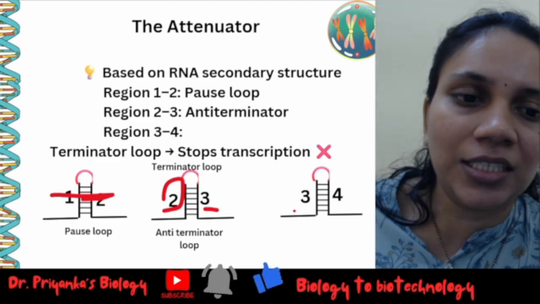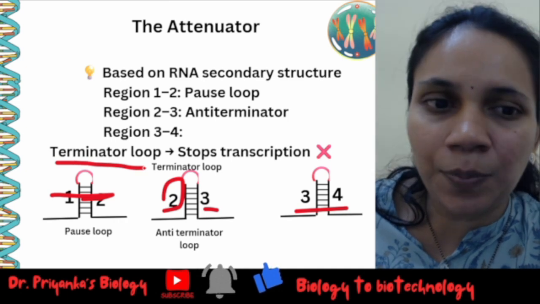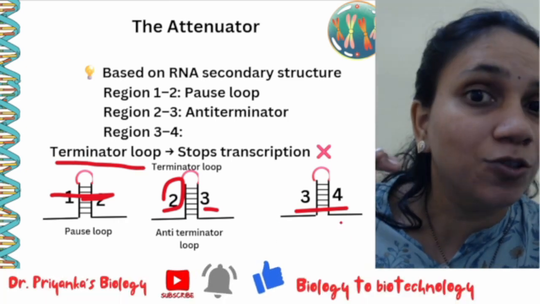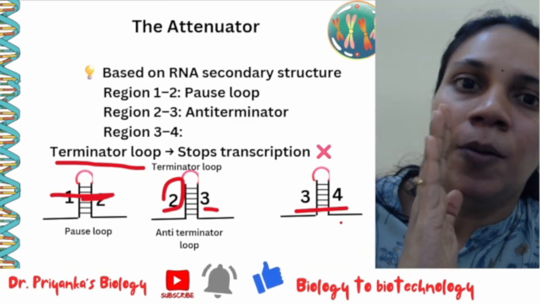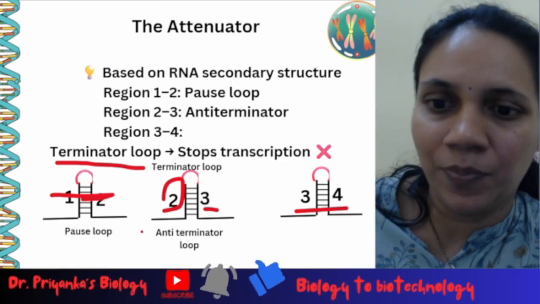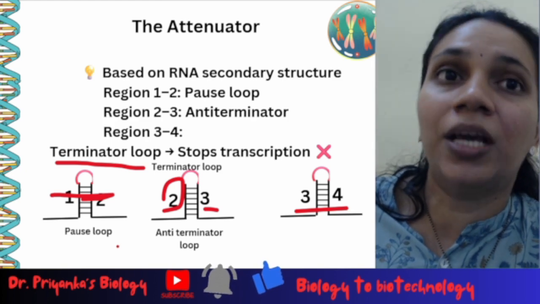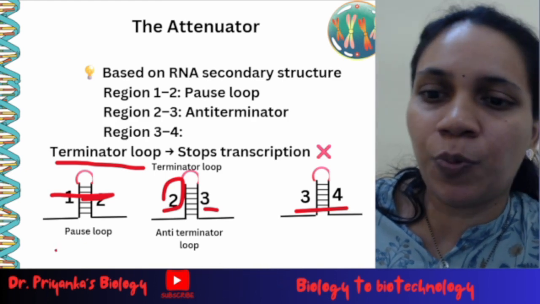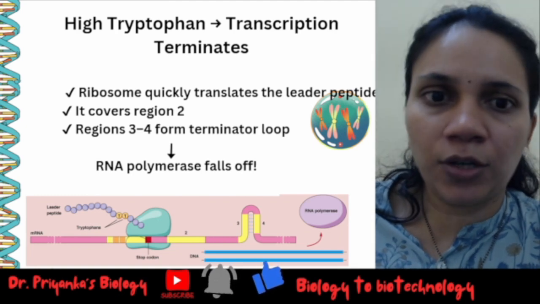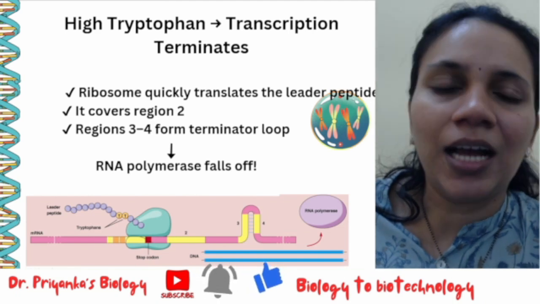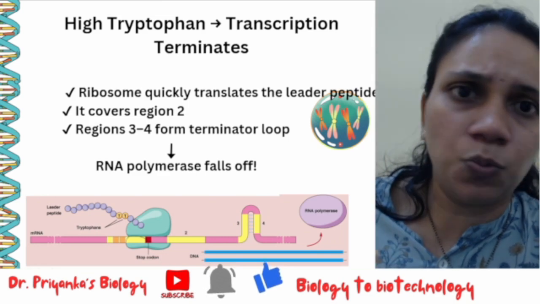And the last one, regions 3 and 4. If these pair, they form the terminator loop. The formation of this loop does not allow the RNA polymerase to move ahead, and as a result the process stops abruptly. So this is how the play of these four regions in the leader sequence plays a major role in the attenuation process. If tryptophan is high, that means the prokaryote, the E. coli, already knows that it has enough resource. It need not go ahead with the transcription, because why waste energy?